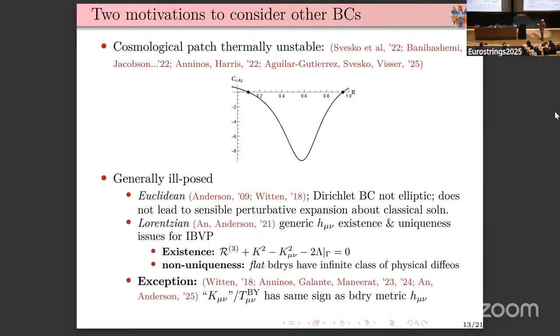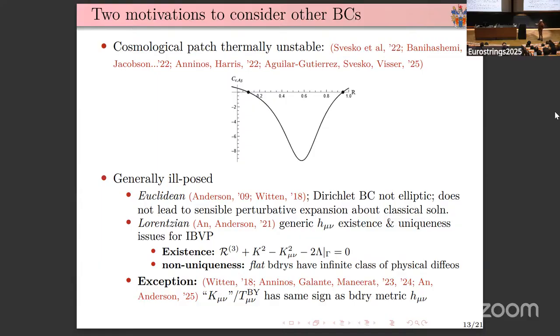There's also, in the Lorentzian context, proven just a few years ago, that generic Dirichlet data will not satisfy existence or uniqueness conditions for having a well-posed initial boundary value problem. So basically, for generic Dirichlet data, they will not satisfy the Hamiltonian constraint projected onto the boundary. Now, there are existence and uniqueness issues also in the Euclidean case, which was also proven by Anderson as well.